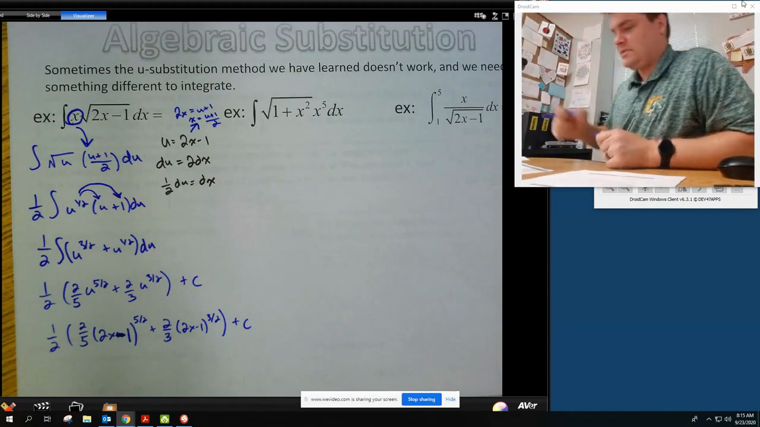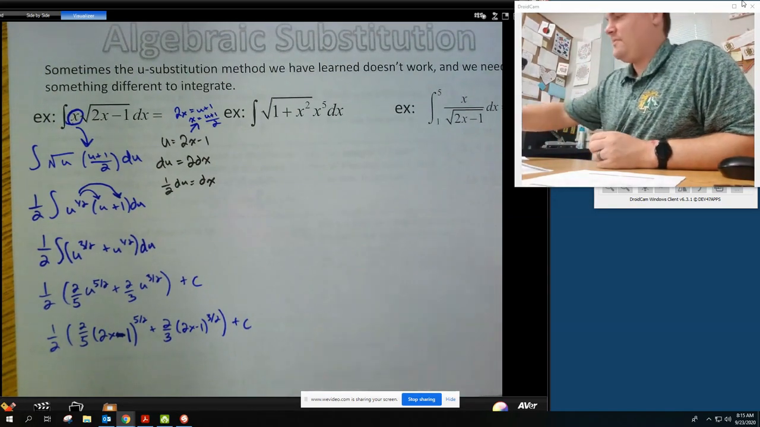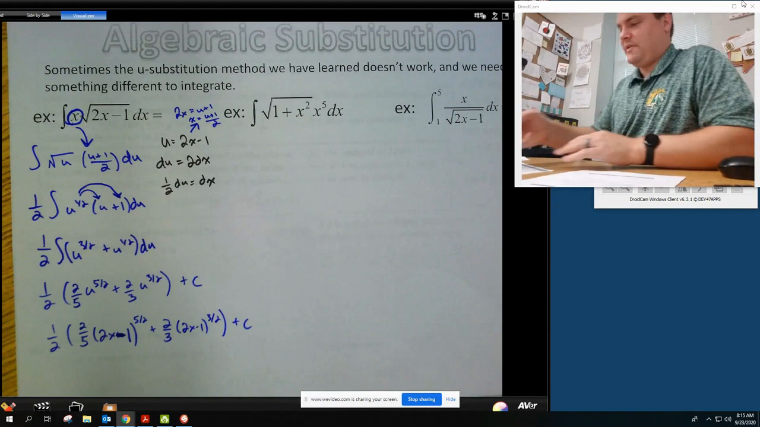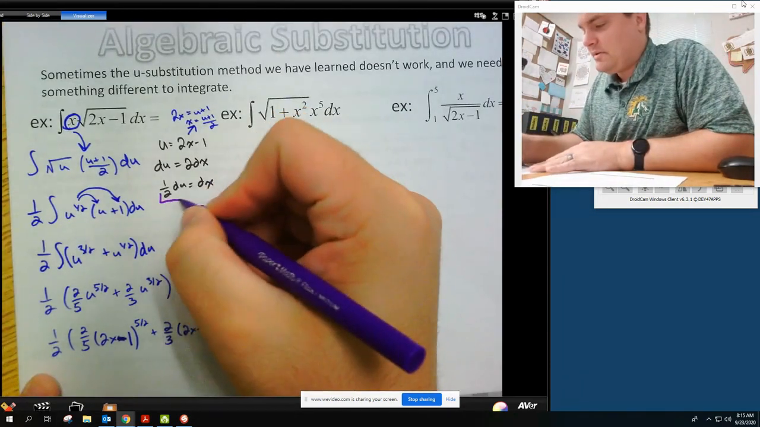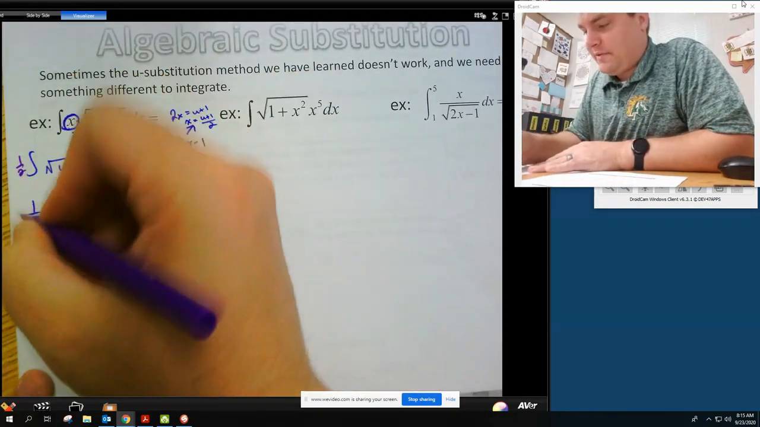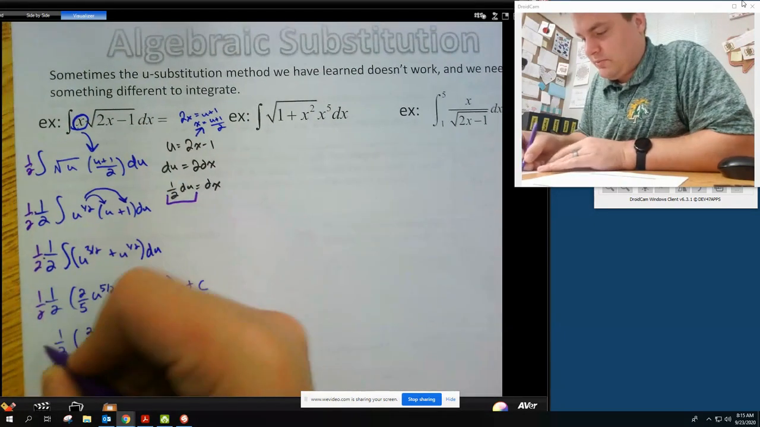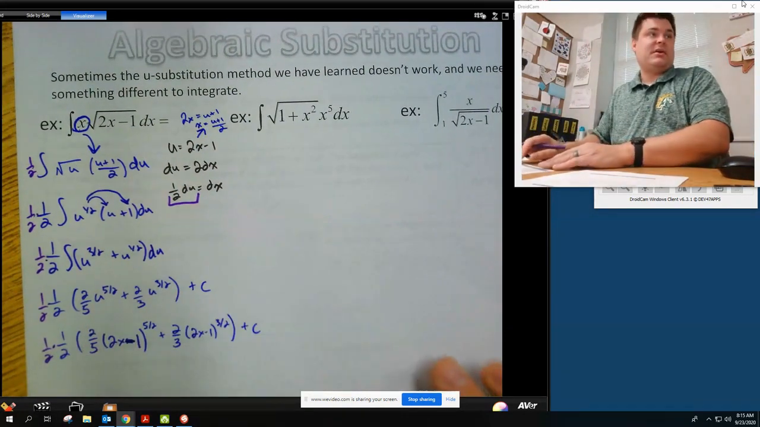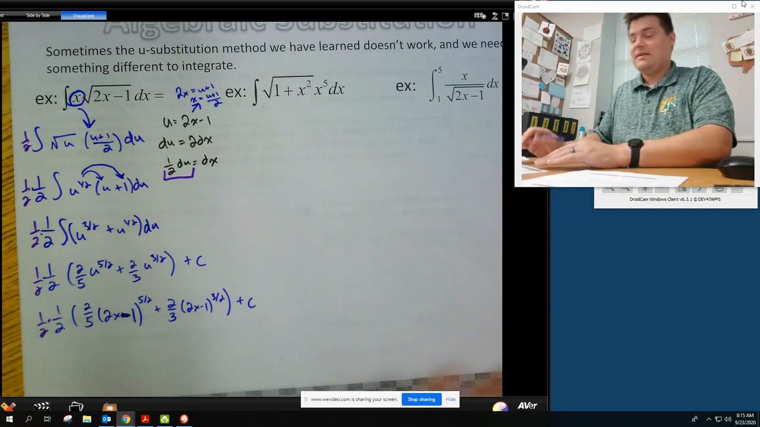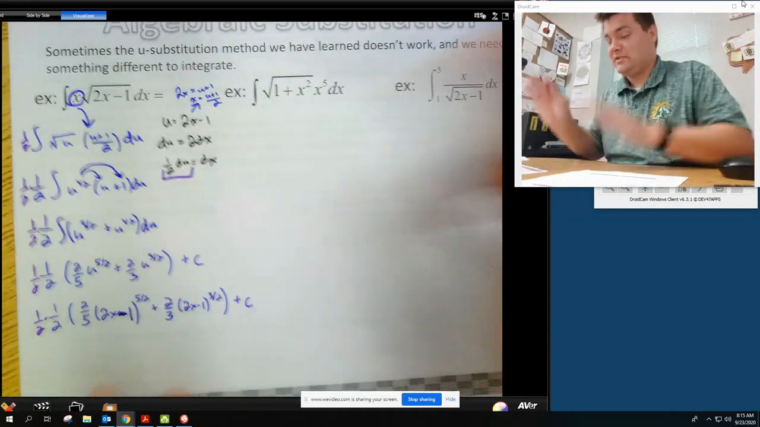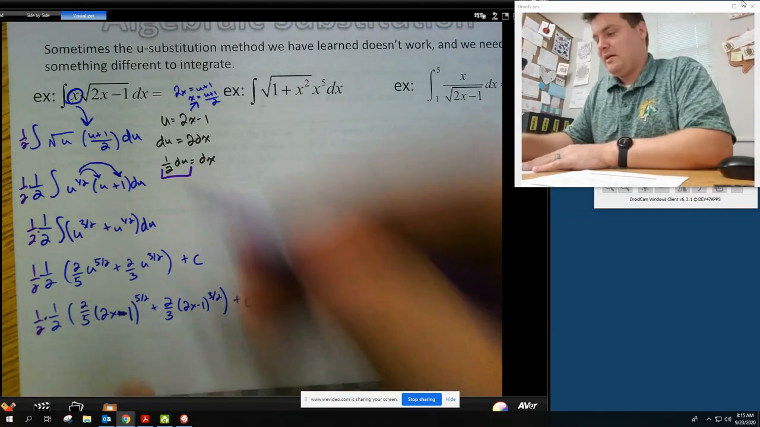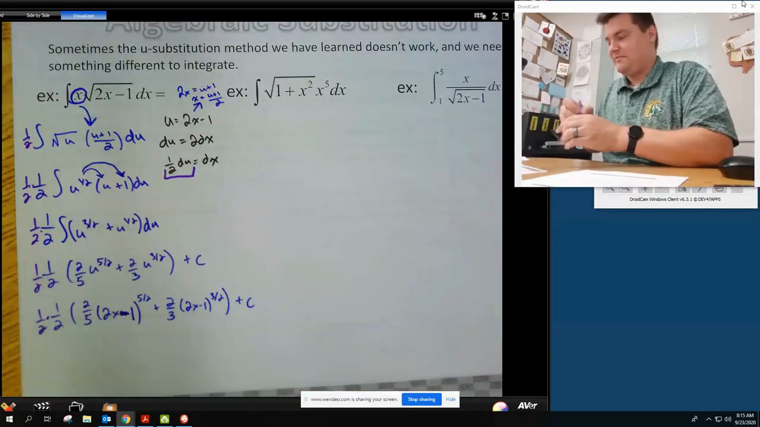Oh, I just noticed something. I'm going to fix it real quick. I forgot this 1/2 part right here. So that should be a 1/2 in front, 1/2 times each of those terms. I'm glad I caught that real quick. I forgot my 1/2 du. I was getting so excited about the algebraic sub. So don't forget that 1/2 that carries in front the entire time.